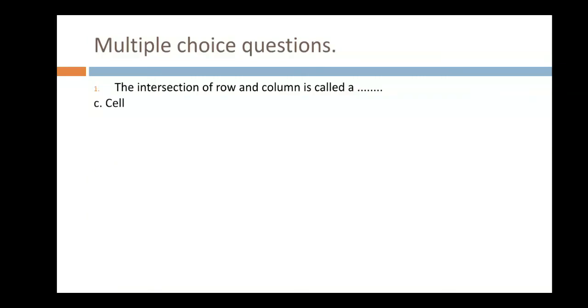Now the multiple choice question. The intersection of row and column is called the cell. The table group is present in the dash tab. Answer is insert tab.